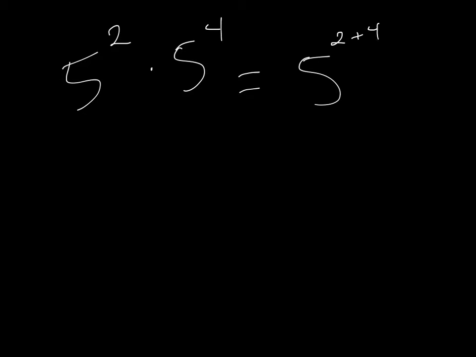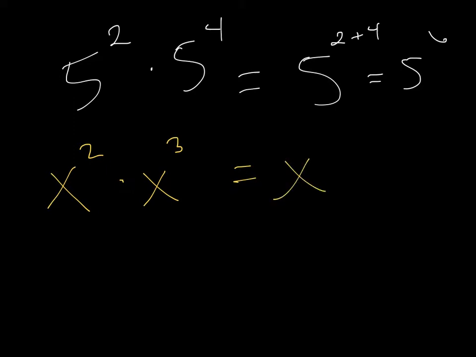So, for example, if I have 5 squared times 5 to the 4th, that just becomes 5 to the 2 plus 4, which equals 5 to the 6th. Here's another one. If I have x squared times x to the 3rd, you just add the exponents. So that becomes x to the 5th.